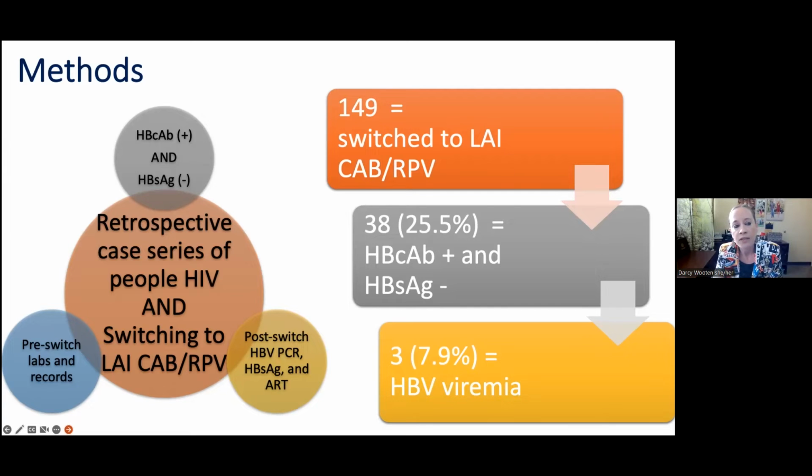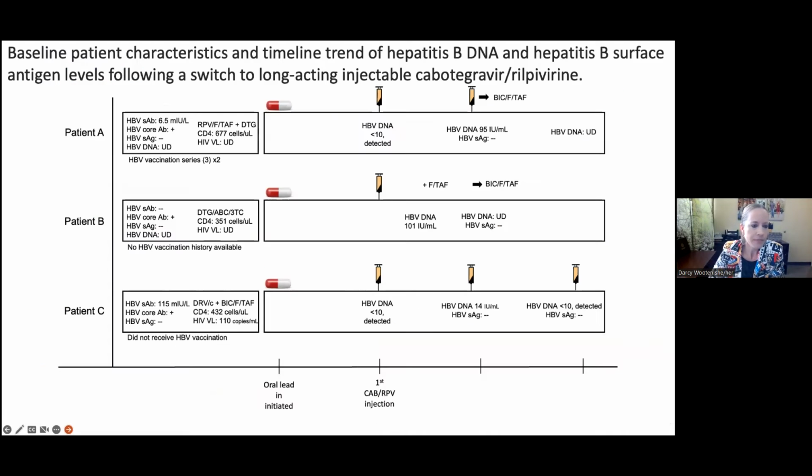At the time of the study, our clinic had switched about 150 patients to injectable therapy. Of these, 25% or so met our inclusion criteria, being core antibody positive and surface antigen negative. And then 3 patients, which I'll describe in more detail in the next slide, developed low-level hepatitis B viremia after switching. These show the 3 patients, and I'll go through each one individually to describe their pre-switch characteristics and then what happened after they switched to cabotegravir-rilpivirine.